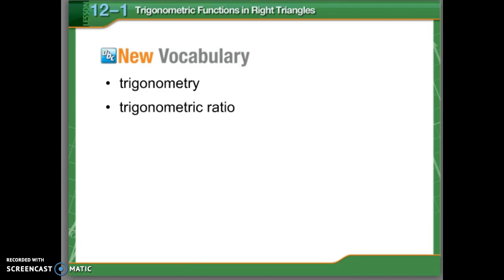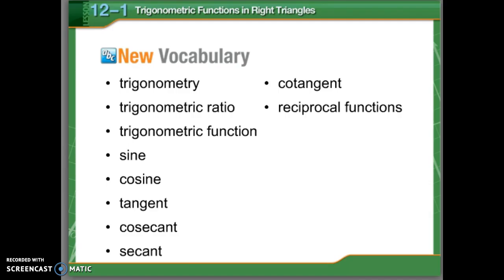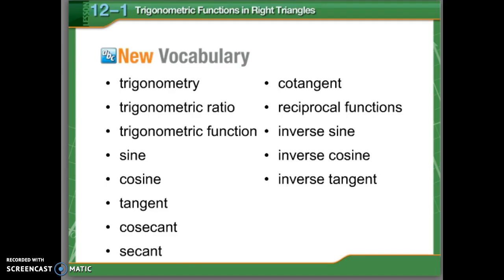Trigonometry is a new vocab word: trigonometric ratio, trigonometric function, sine, cosine, tangent, cosecant, secant, cotangent, reciprocal functions, inverse sine. There's obviously a lot of vocab here: inverse cosine, inverse tangent, angle of elevation, angle of depression. You can see there's a whole lot of vocabulary that we're going to be talking about in this lesson.